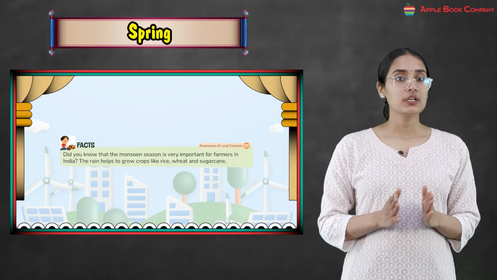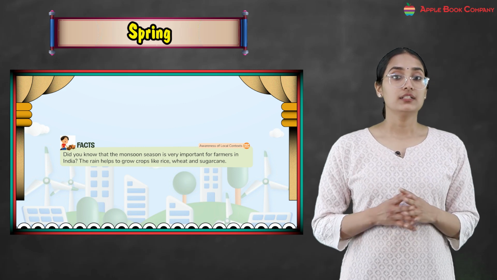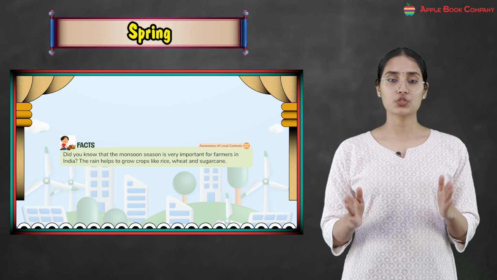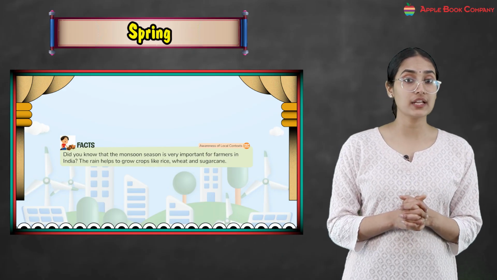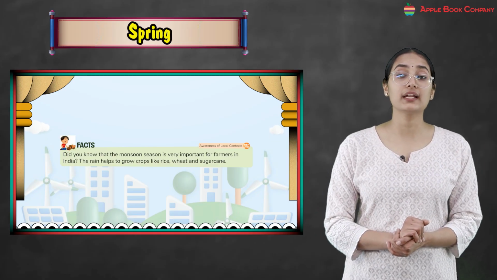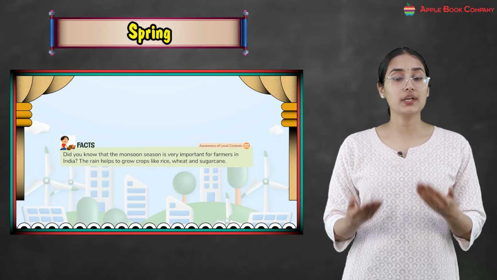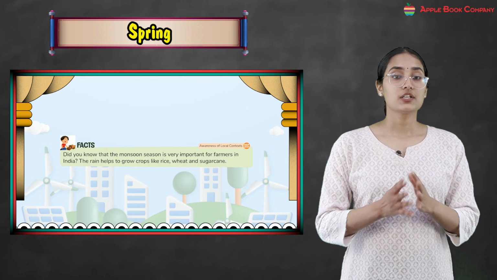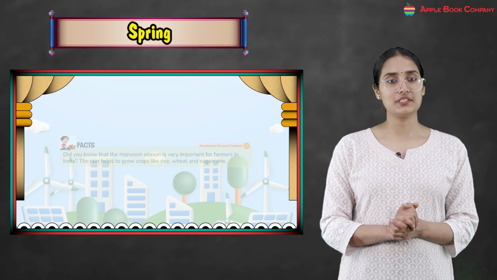Kids, do you know that the monsoon season is very important for farmers in India. The rain helps to grow crops like rice, wheat and sugarcane. At some parts of India, kids, farmers wait for the rain so that their crop can get enough water, right? So plants like rice, wheat and sugarcane, they need a large amount of water, right? So this is how the farmers also get benefited from the monsoon season.